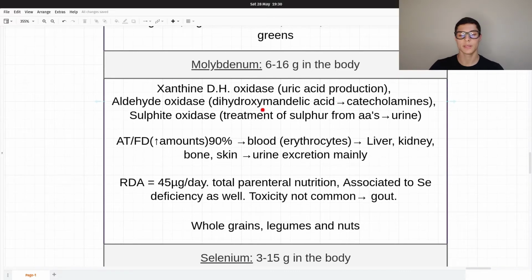Then we have the molybdenum, 6 to 16 grams in the body. It's involved in the xanthine dehydrogenase oxidase for the uric acid production. I talked about uric acid production and this specific enzyme in the metabolism series of videos. Then it's involved in the aldehyde oxidase, which creates the catecholamines, and in the sulfate oxidase for the production of urine from sulfuric amino acids.